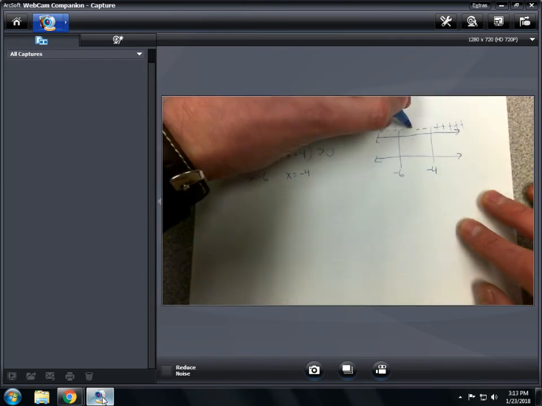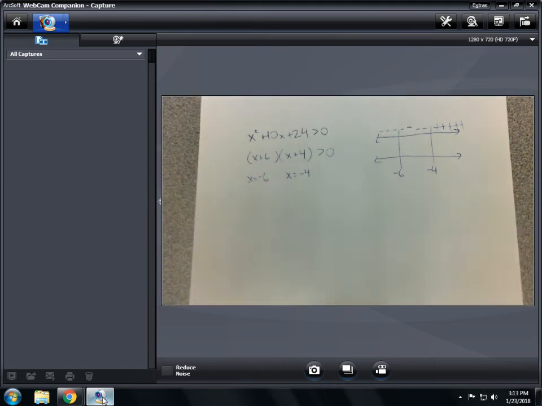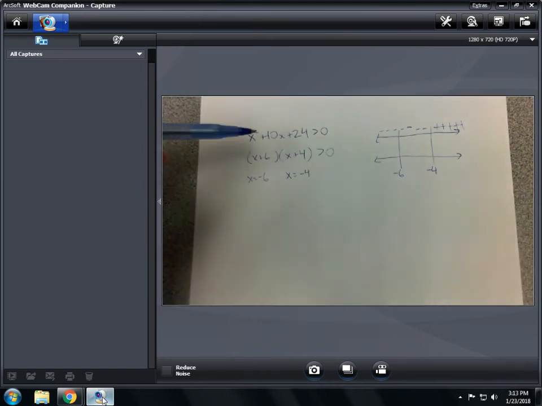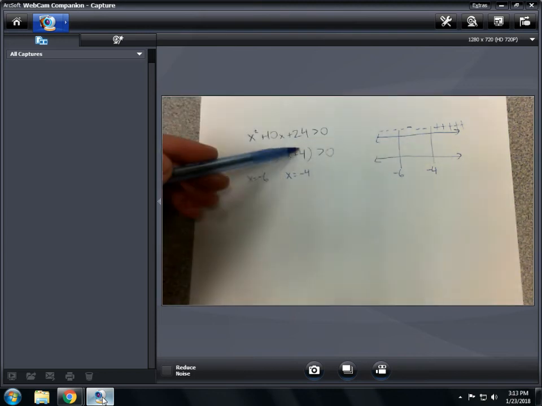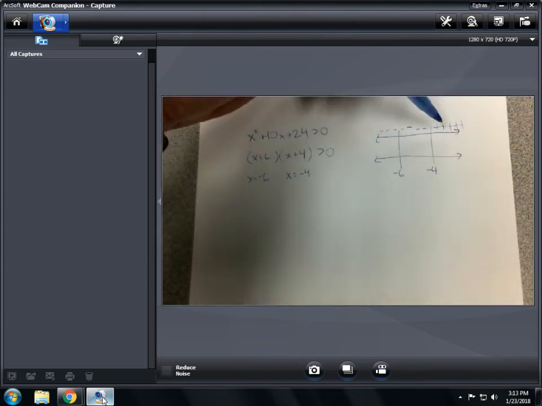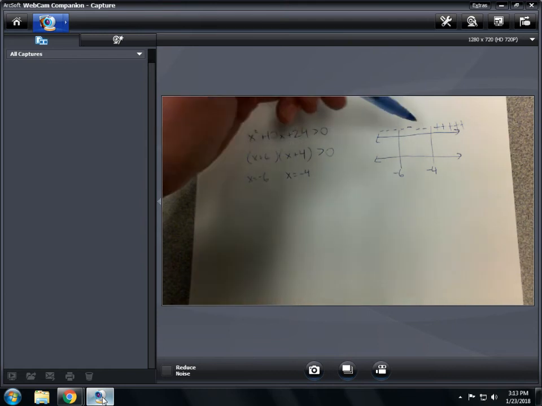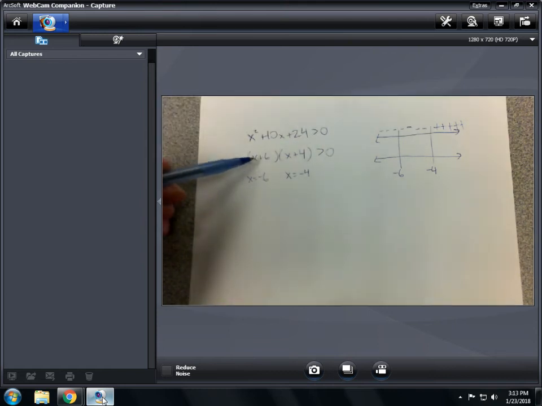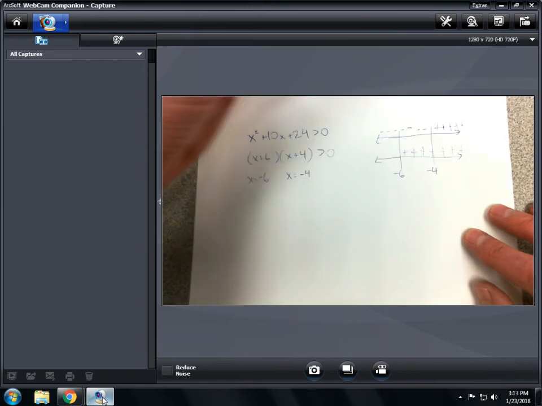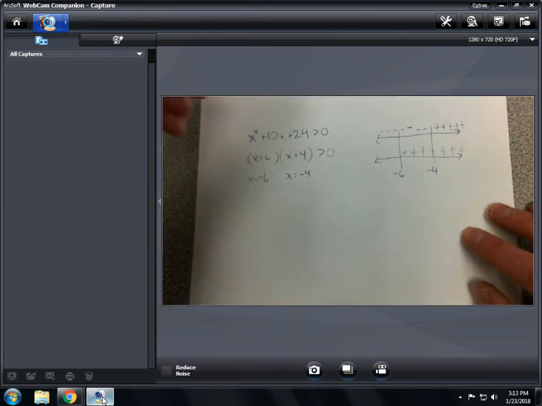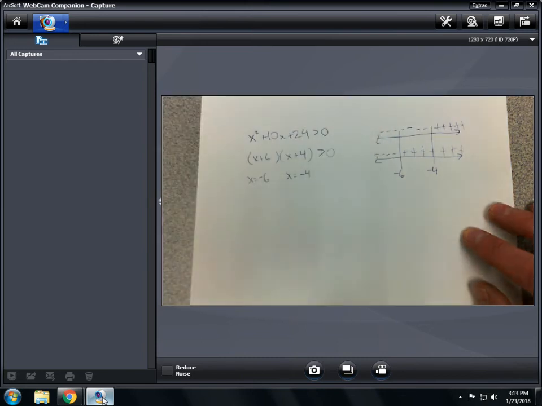So the pluses and the minuses here are just representing what type of an answer I'm going to get if I choose a number greater than negative 4 and I plug it in here. I'm going to get a positive solution. Less than negative 4, I'm going to get a negative solution. Same thing for negative 6. If I choose any number greater than negative 6 and I plug it in here, I'm going to get a positive solution. So negative 5, 4, etc. Those are all going to be positive. Anything less than negative 6, I'm going to get a negative solution.